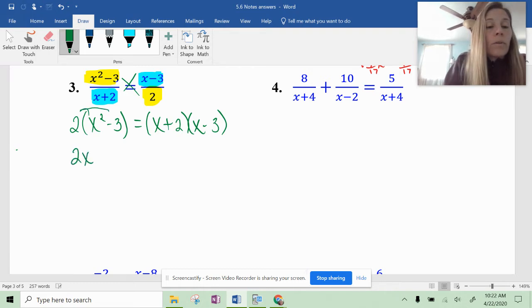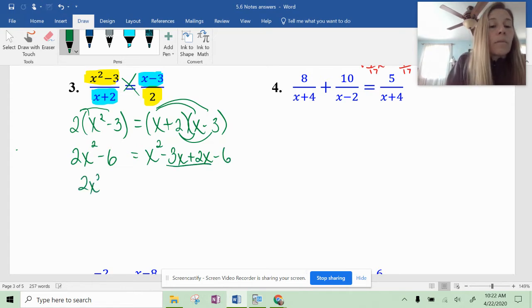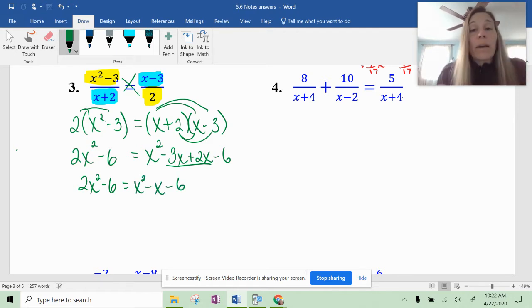Now we're going to distribute to get rid of our parentheses. So we have 2x squared minus 6 on one side. And then on this side, we're going to do our foiling: x squared minus 3x plus 2x minus 6. And of course, those two like terms can be combined there, and that will give me negative x in the middle. So now again, when we have x squares, that tells us it's probably going to be a quadratic that we're going to have to solve.